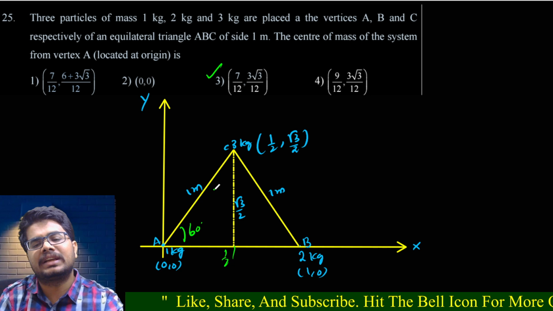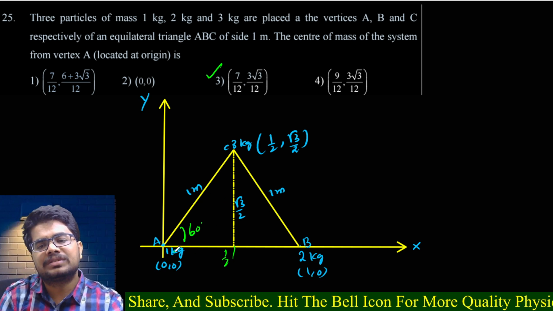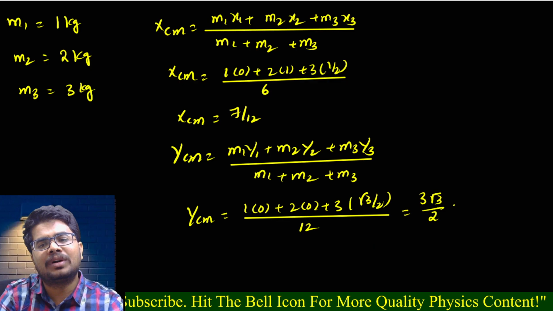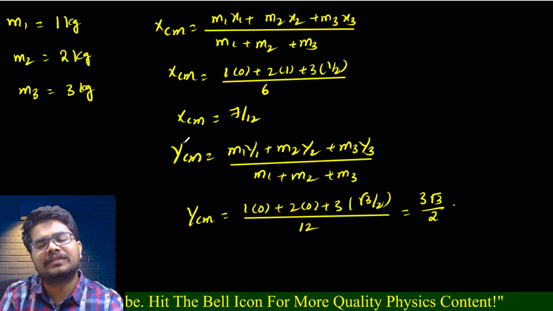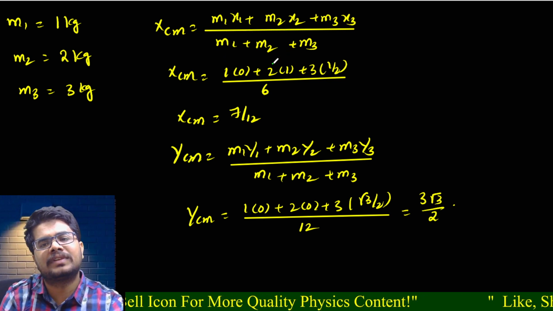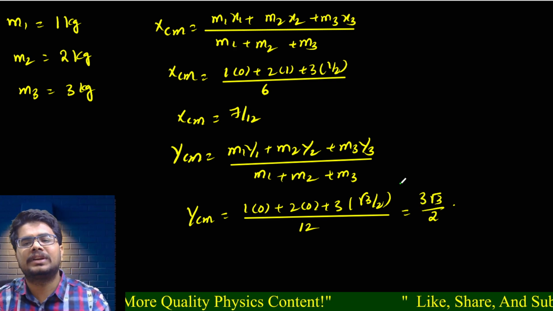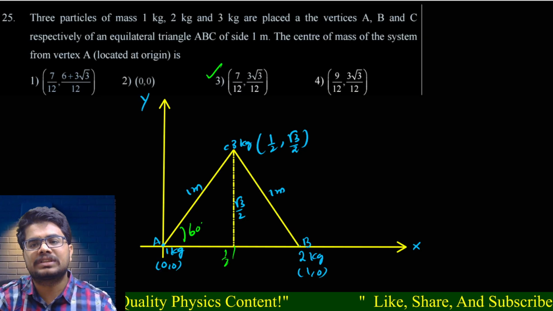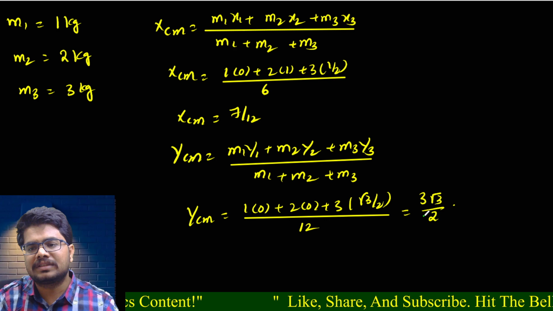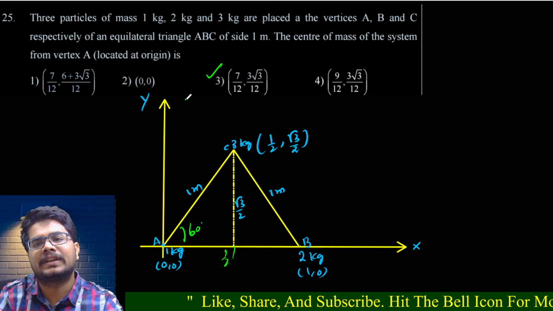So now you can start writing the coordinates: 0, 0. This total side is 1 meter, so 1, 0. From here to here is 1 by 2, and from here to here is root 3 by 2, like that we write the coordinates. Then you know how to write the XCM formula and YCM formula. Substitute the values, m1 x1 plus m2 x2, and substitute for YCM, and we will get 7 by 12 and root 3 by 2. So which option is correct in this case? 3 root 2 by 3, 3 root 2 by 12. This is a written mistake. So which option will we get? Option 3.